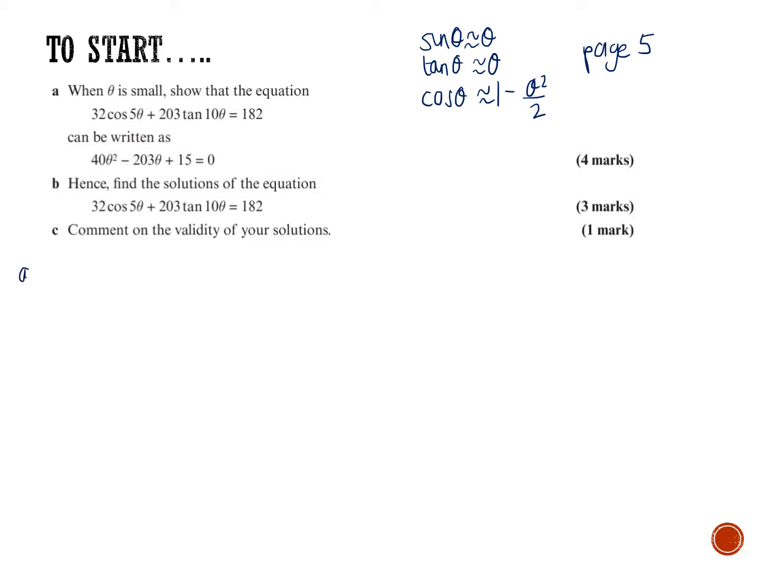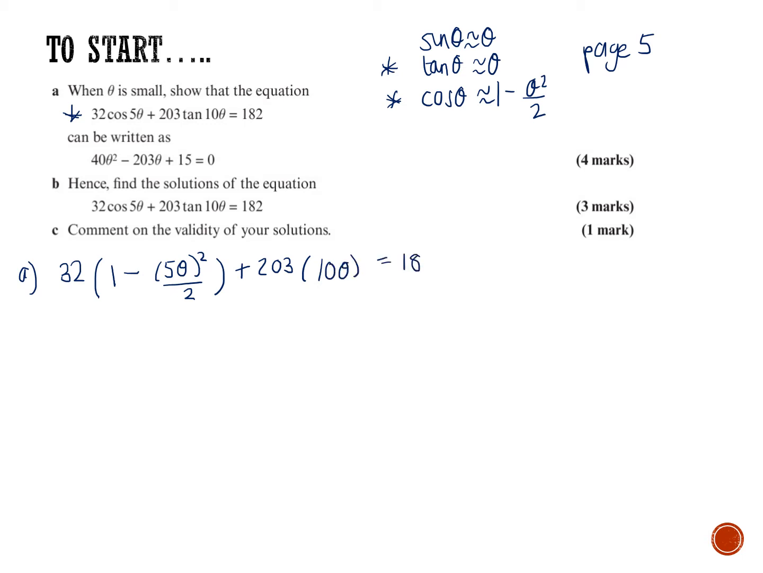Now it is a show that question. So I'm going to have to show nice and clearly what I'm doing in each step. So I'm going to take this equation here, and I'm going to put in my small angle approximations. Now cos theta is approximately equal to 1 minus theta squared over 2. So when I've got cos 5 theta, remember the theta is replaced by 5 theta, but I need to put it in a bracket because it's all squared, including the 5, plus 20 sin 3 theta, again tan 10 theta, because I'm using this one, tan 10 theta approximately equal to 10 theta.